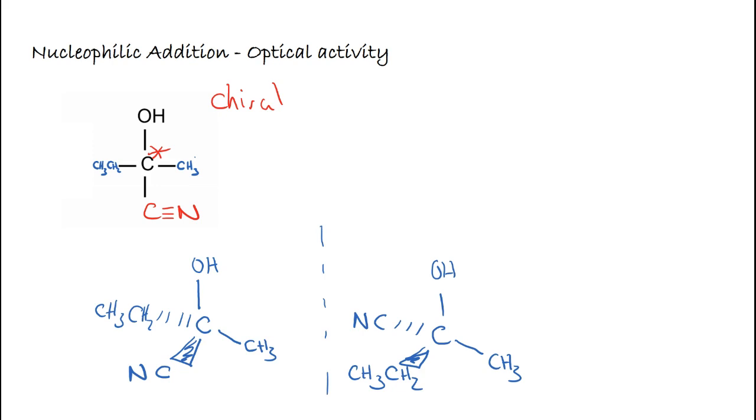However, the products from these reactions tend not to be optically active. Why is that? Well, that's because we form a racemic mixture, which means we have a 50-50 mix of enantiomers. The question here is, why do we end up with a 50-50 mix of enantiomers? Well, to do that, we just need to look at the starting reactant.